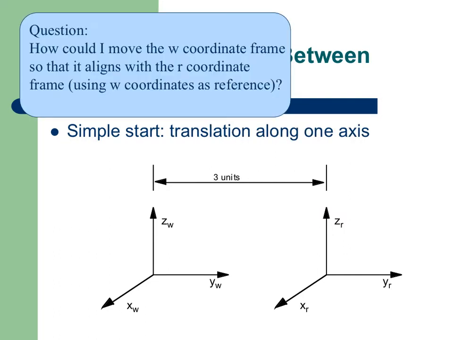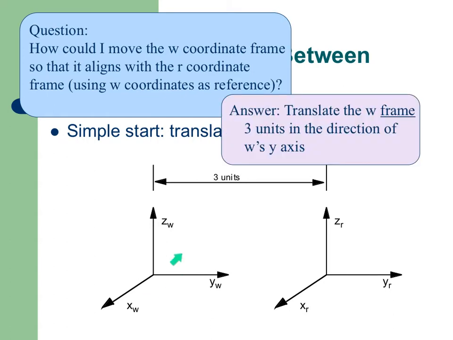So a pretty easy question is, what could I do? I think I just answered it in the previous slide. What could I do to the W coordinate frame so that it would align with the R coordinate frame, right? And I want to do it using world coordinates as a reference because that's what I said in my question. And as you've no doubt figured out, that means that I need to translate the world frame 3 units in its y direction. So positive 3 in y sub w's direction. So we're going to be moving 3 units that way.